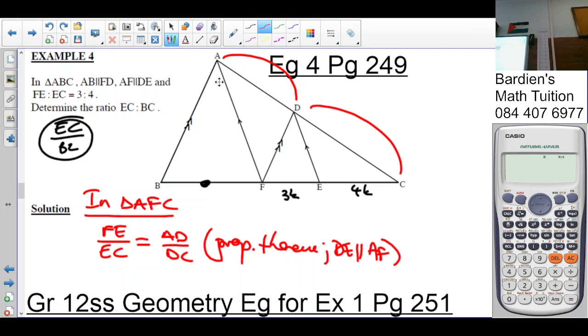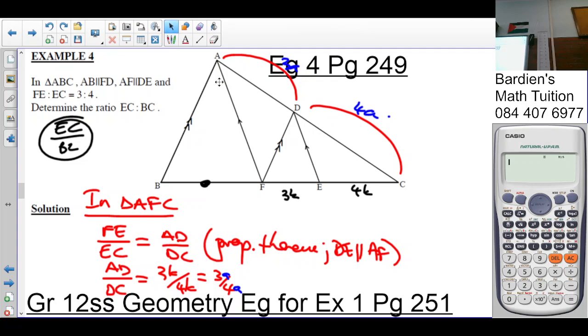So AD over DC is equal to FE, which is 3K, over 4K, which is 3 over 4. But now I'm not going to introduce a K again. Why? Because I've used K. So I start with A. So it's 3A over 4A. Okay. So I haven't answered the question as yet.